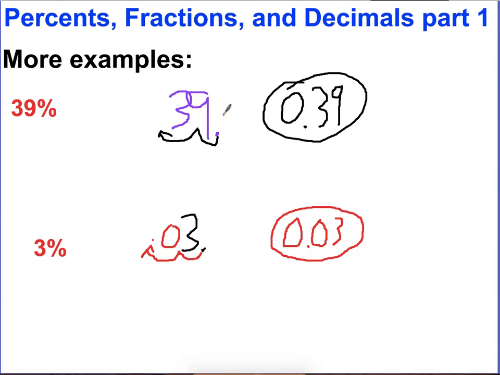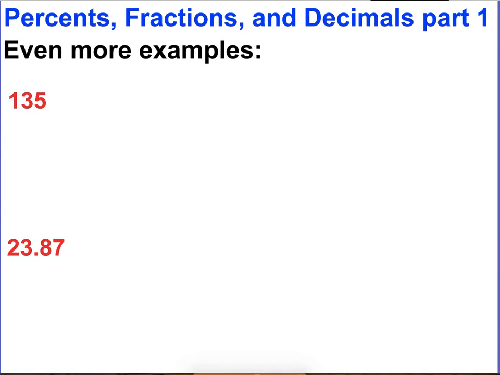And this makes sense too because we saw that a percent is out of 100. So 39% is 39/100ths or 0.39. 0.03 can also be read as 3/100ths, and that's 3%. That's 3 out of 100.